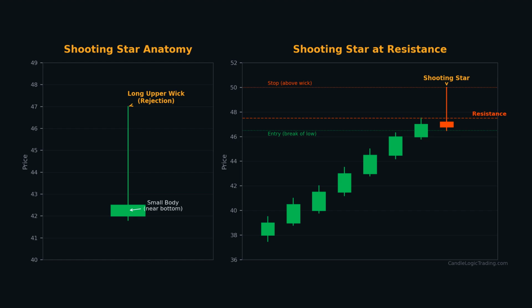That's a meaningful signal. A shooting star in the middle of a sideways range? That's noise. How to trade it? Your entry is on the break of the shooting star's low, meaning you wait for the next candle to break below the bottom of the shooting star before you enter. Your stop loss goes just above the top of that long upper wick, because if price climbs back above it, your reversal idea is wrong and you want to be out. For your target, aim for at least twice your risk or the nearest support level below. That way, even if you're only right half the time, you still come out ahead.